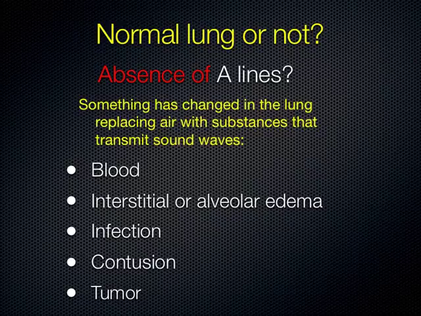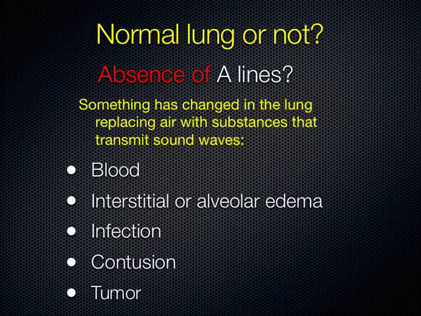Okay? Good questions. So when you're wondering whether you have normal lung or not, you're looking for, well, are the A lines gone? Because if the A lines are gone, then that means there's not air there. Something else has replaced the air in the lung, and that could be anything. That could be blood. It could be edema, infection, contusion, tumor. Any number of things can obliterate the A lines, and then you have to start thinking what has taken its place. So now we're going to get into what are B lines.